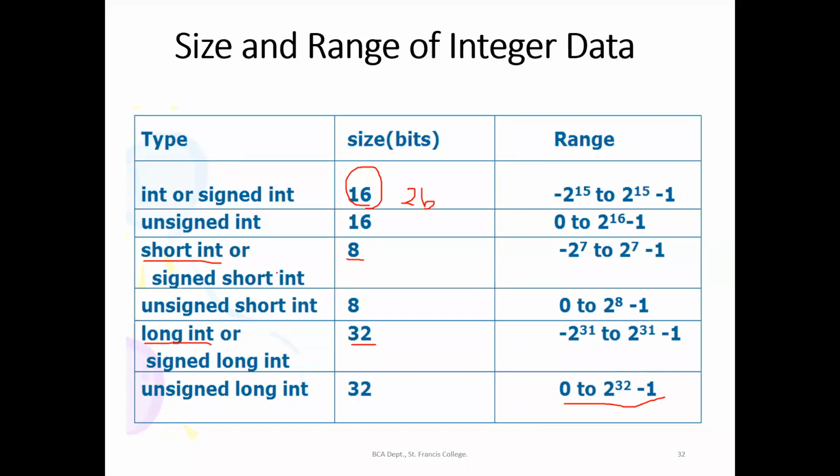Is it clear? So if I am declaring the variable as integer, it will be allocated 16 bits or 2 bytes. Write down in your note: integer means 16 bits or 2 bytes. Short int means 8 bits or 1 byte. Long int means 32 bits, or how many bytes? 1 byte is 8 bits. So 32 bits will be 4 bytes, right?